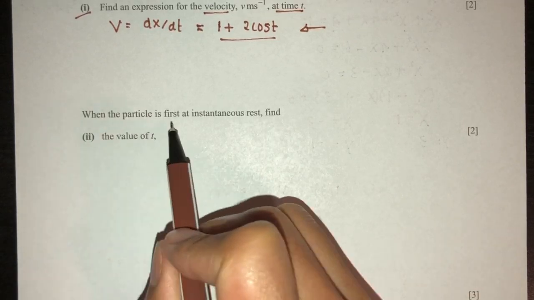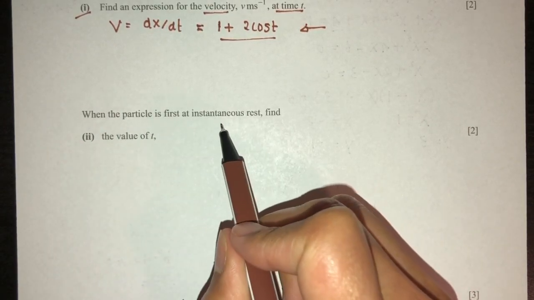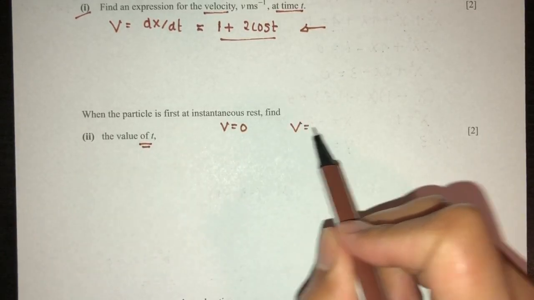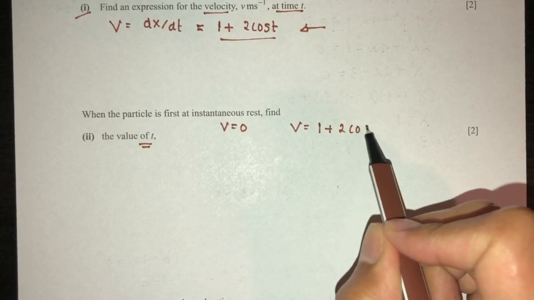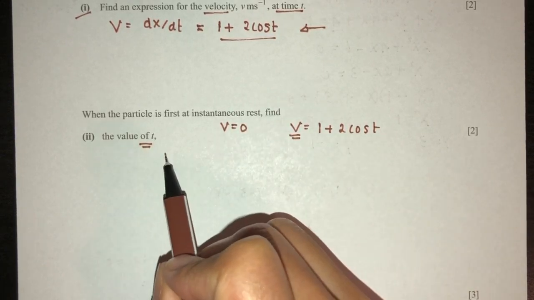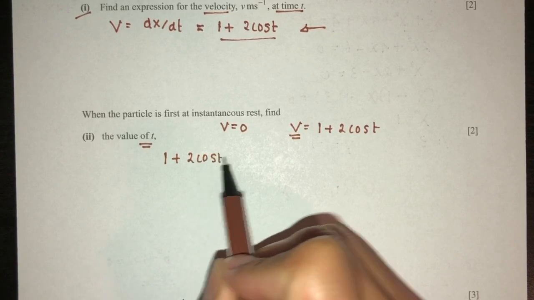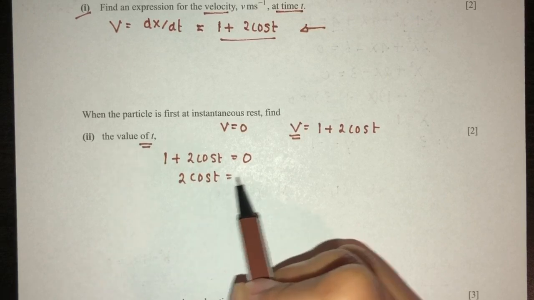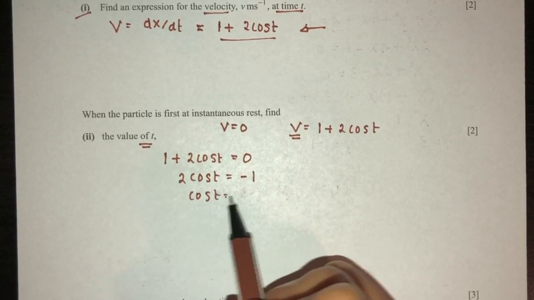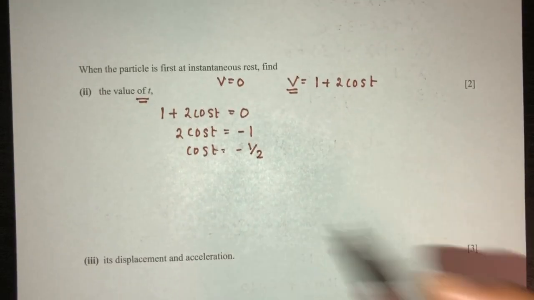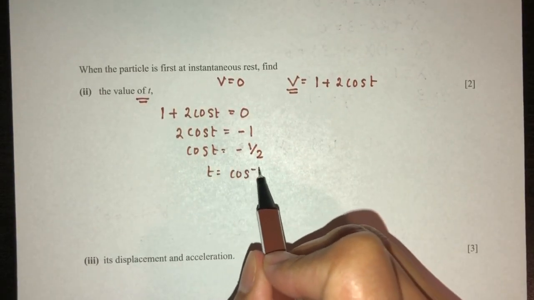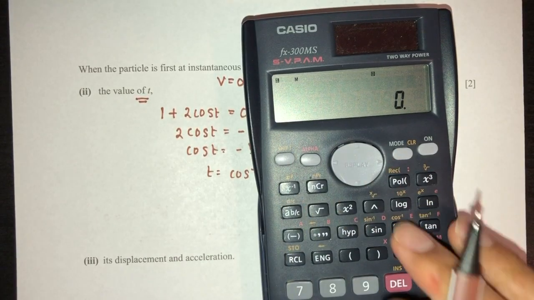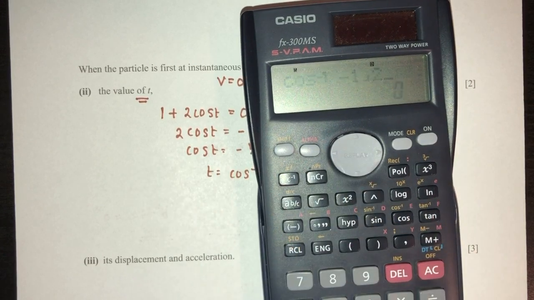Now for part 2, when the particle is first at rest we know v is equal to 0. Find the value of t. So pretty easy. v is this equation, 1 plus 2 cos t. Now v is equal to 0. So we have 1 plus 2 cos t is equal to 0, which means 2 cos t is equal to minus 1. So cos t is equal to minus half. So t will be cos inverse of minus half, which should give you the correct answer. So cos inverse of minus half, that should give me 120.